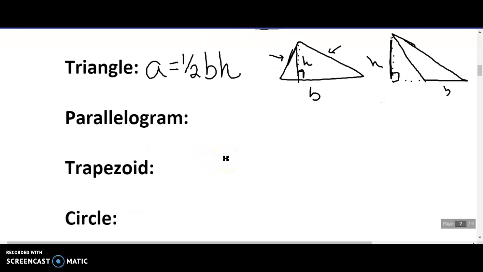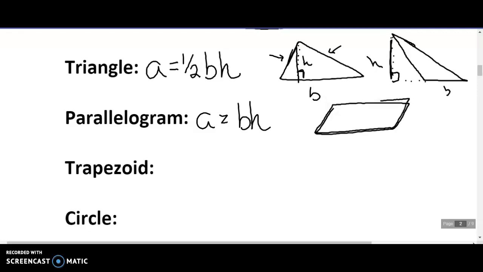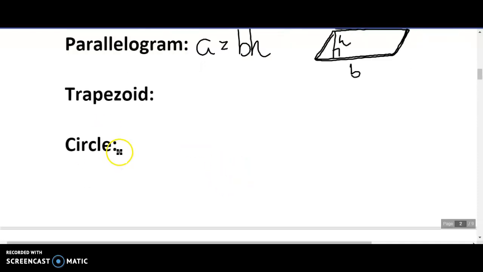A parallelogram is base times height. And again, just like a triangle, the height of a parallelogram is going to be 90 degrees from base to base. So this would be the height. I'm going to skip a trapezoid for a second.